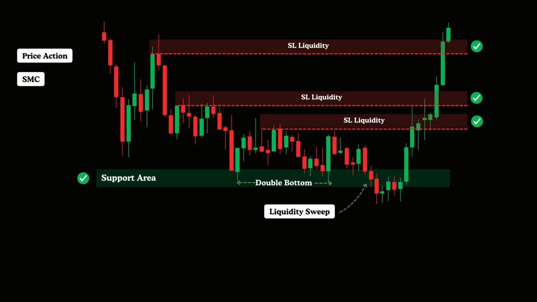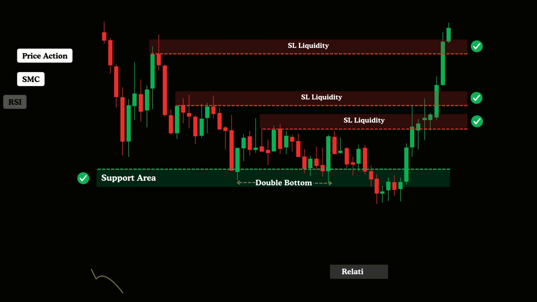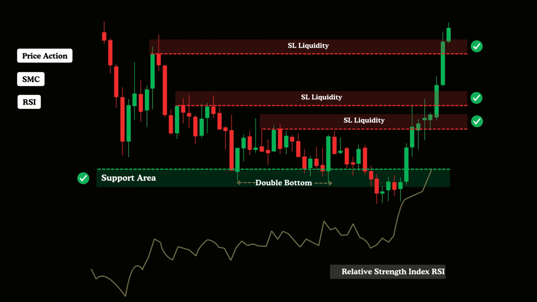If you need added confirmation for an entry, you can use the Relative Strength Index, RSI, on the chart. Notice how the price keeps declining while the RSI shows a different movement. This is known as RSI divergence. Since a bullish divergence has appeared on the chart, it signals a higher probability of a bullish reversal. Therefore, it's wise to avoid short entries in this area.